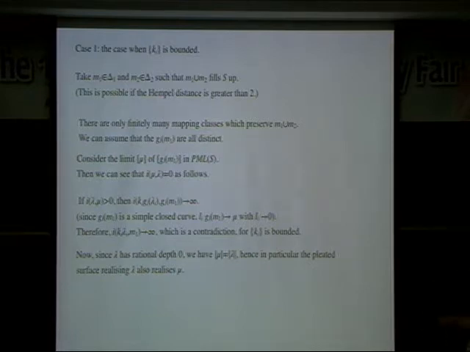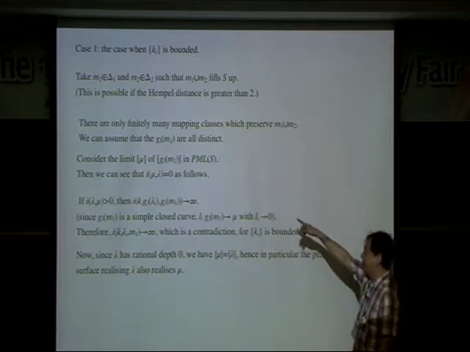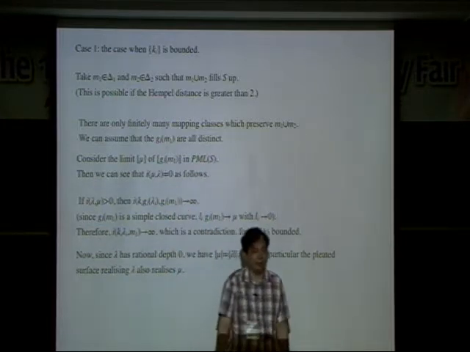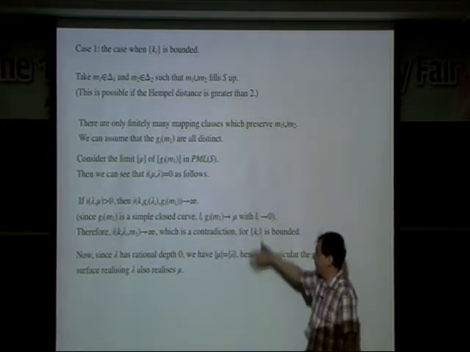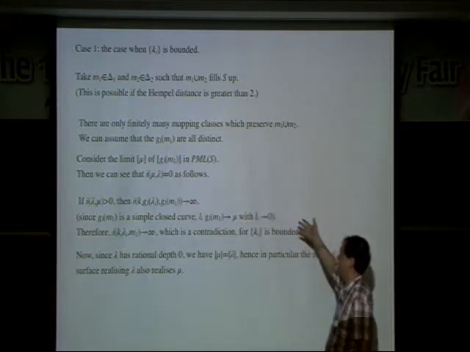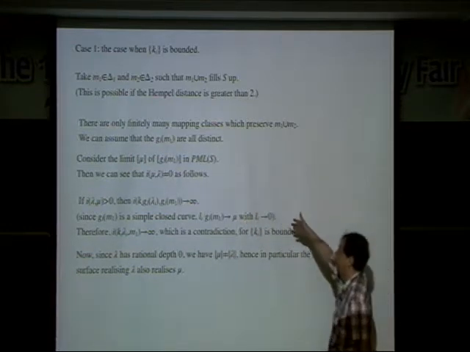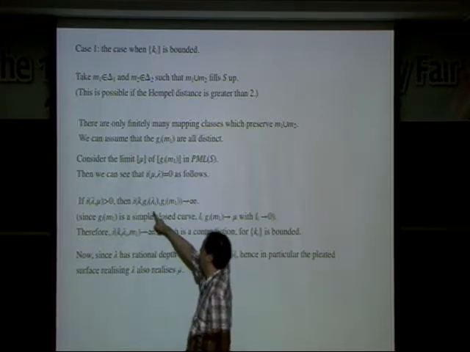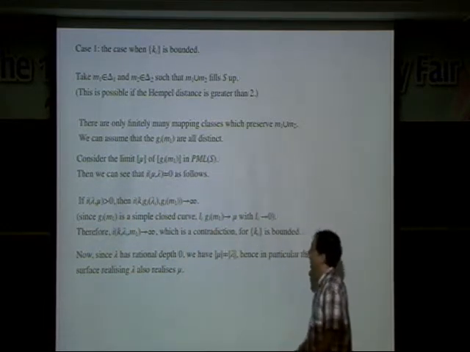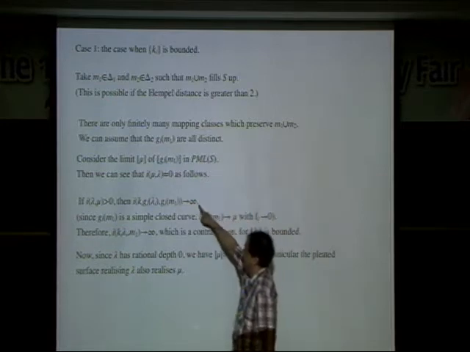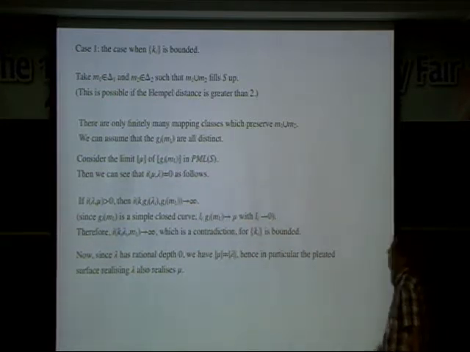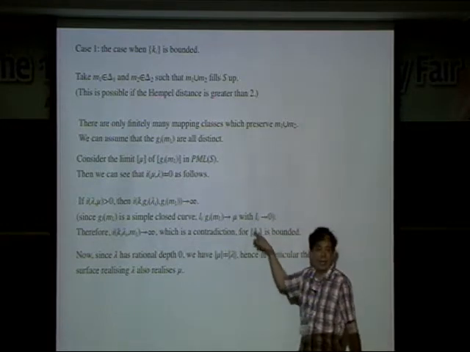And then you can see that this mu has intersection number 0 with lambda. It's easy to show that. Here is the proof: if the intersection number is non-zero, then what you get is something like that. Okay, so here we use the assumption that k_i is bounded.